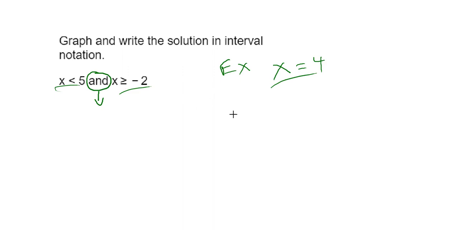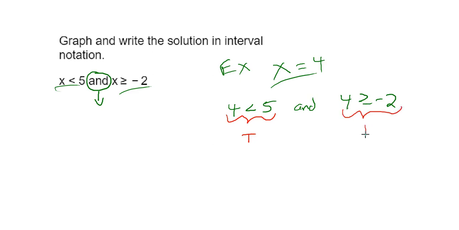So if we plug that in here, on the left-hand side we get 4 is less than 5. On the right-hand side we get 4 is greater than or equal to negative 2. So let's see if this will come out as true or false. Right. So 4 is less than 5, that's true. 4 is greater than or equal to negative 2, that's also true. So as a whole, the statement as a whole would be considered true, which makes for a solution not just to the individual inequalities, right, because it makes both of the individual ones true. It makes for a solution to the and statement as a whole, which is what we're ultimately looking for.